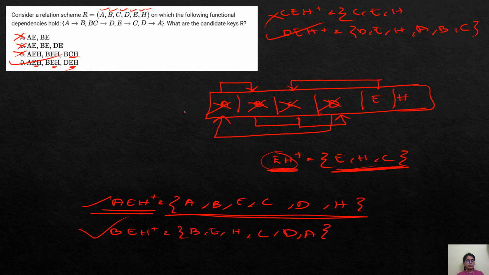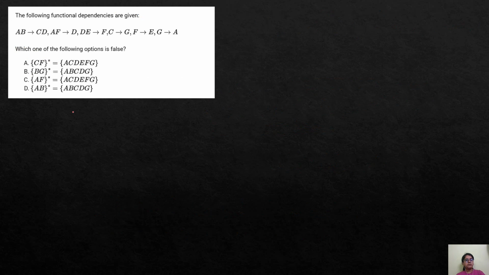Okay, so I hope this question is clear to you all. Let's move to the next question. So what is the next question? The following functional dependencies are given. Which of the following options are false? Okay, so attribute closures are given and we have to check them one by one. So which attribute closure is wrong? Let's write the dependencies first.